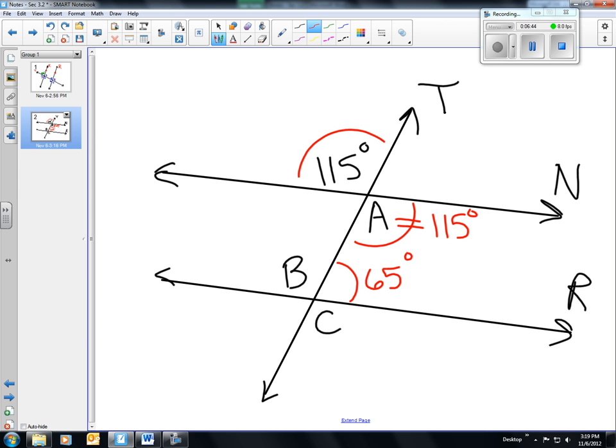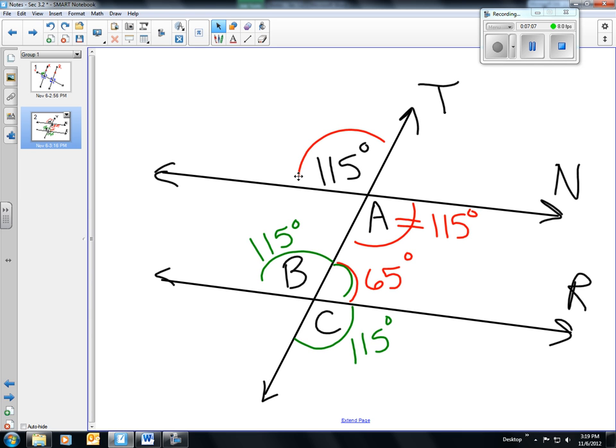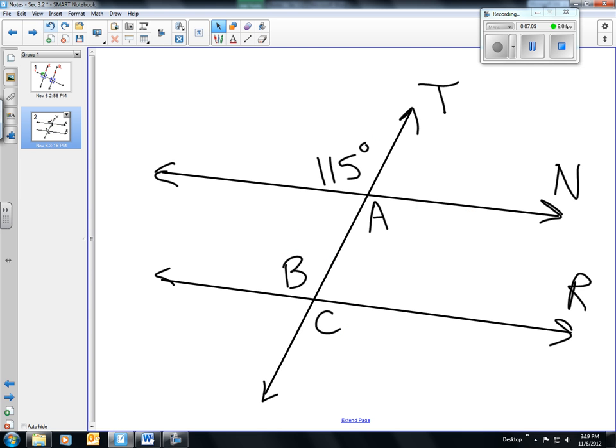Okay. Then, by using linear angles, I could say that angle B plus this 65 angle is going to be 180. So that means that angle B is 115 degrees. And again, with vertical angles, I could say that angles B and C are 115 degrees. Now, that's one strategy to use in this diagram.